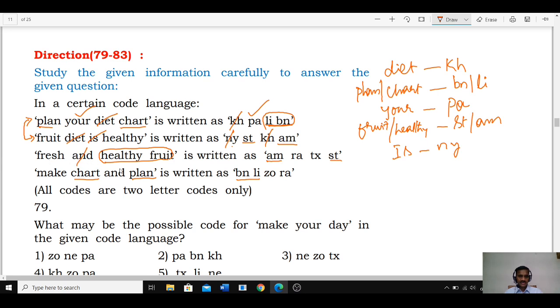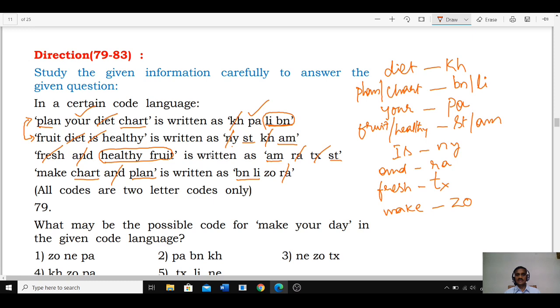Then fresh end. Which word is common here? End is the word that is common. As end is the word that is common here, then ZORA is common. And the code to the word end is RA. End is RA. What is left over here? Fresh. Which code is left over? TX. And the code to the word fresh is TX. Then here in this one, make is left over. And the code given is ZO. The code given to the word make is ZO.